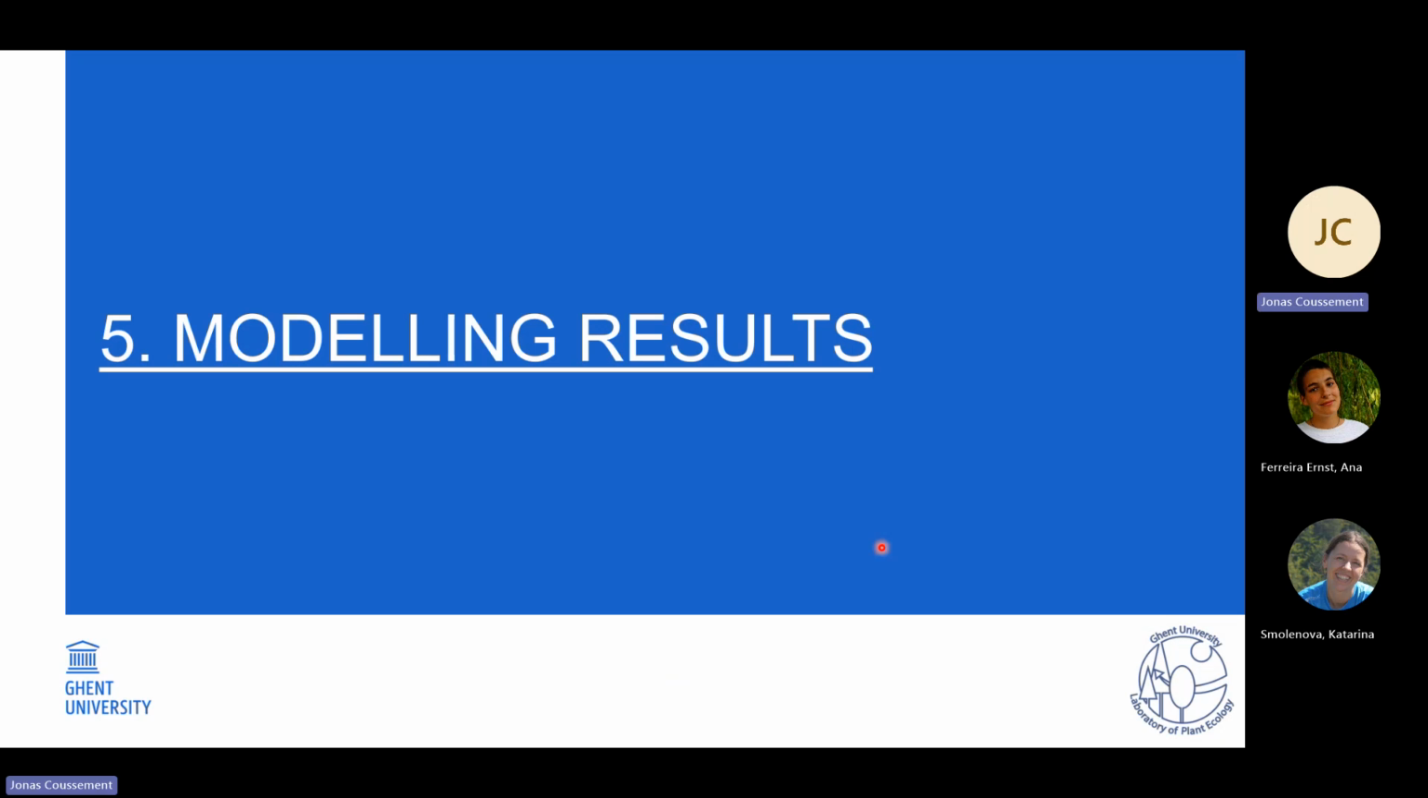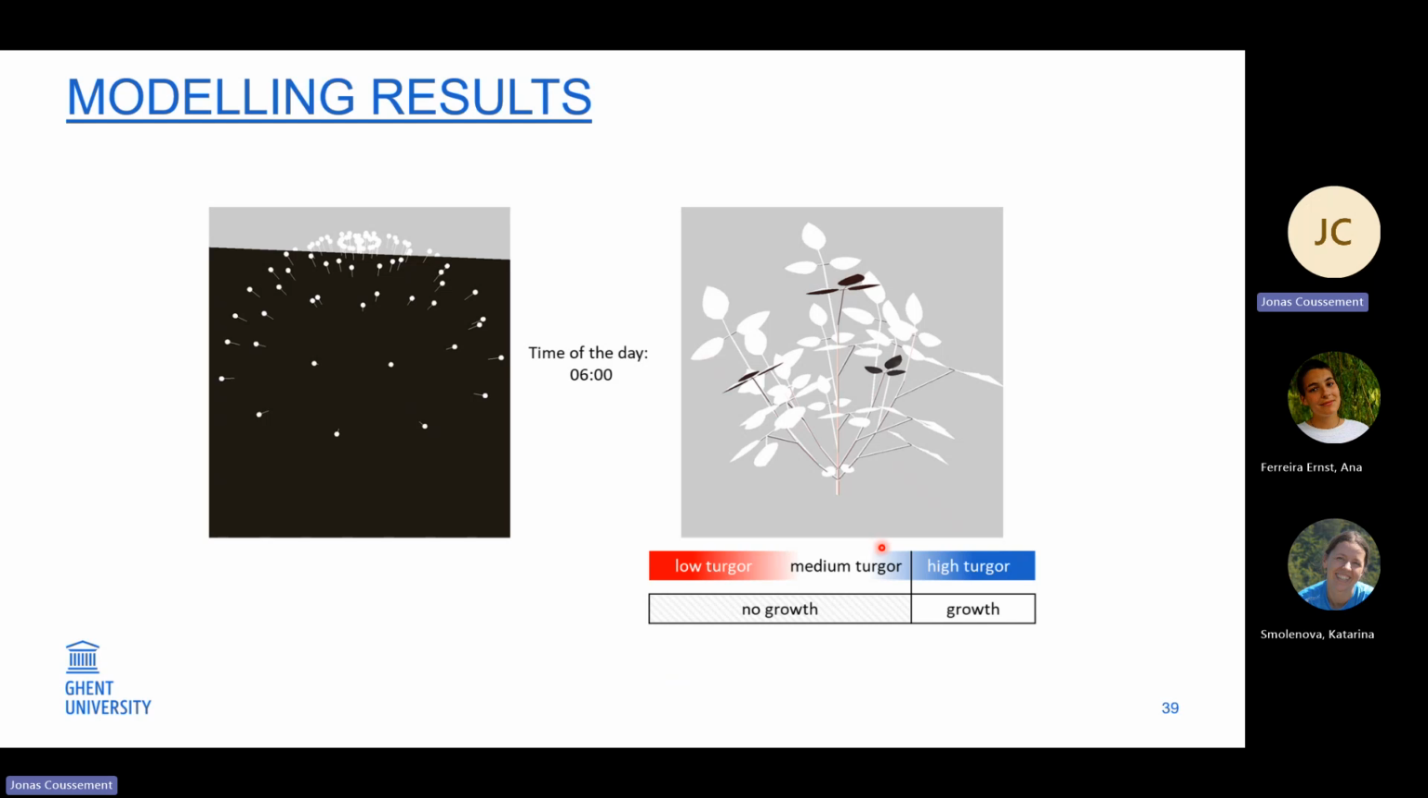So let's take a look at some modeling results. Let's start with a static example. I have here a soybean plant which has already been growing for a while that has the turgor-driven growth model implemented in it. We start during the night, and I change the colors of our plant to represent the amount of turgor that is available in the plant organs themselves.